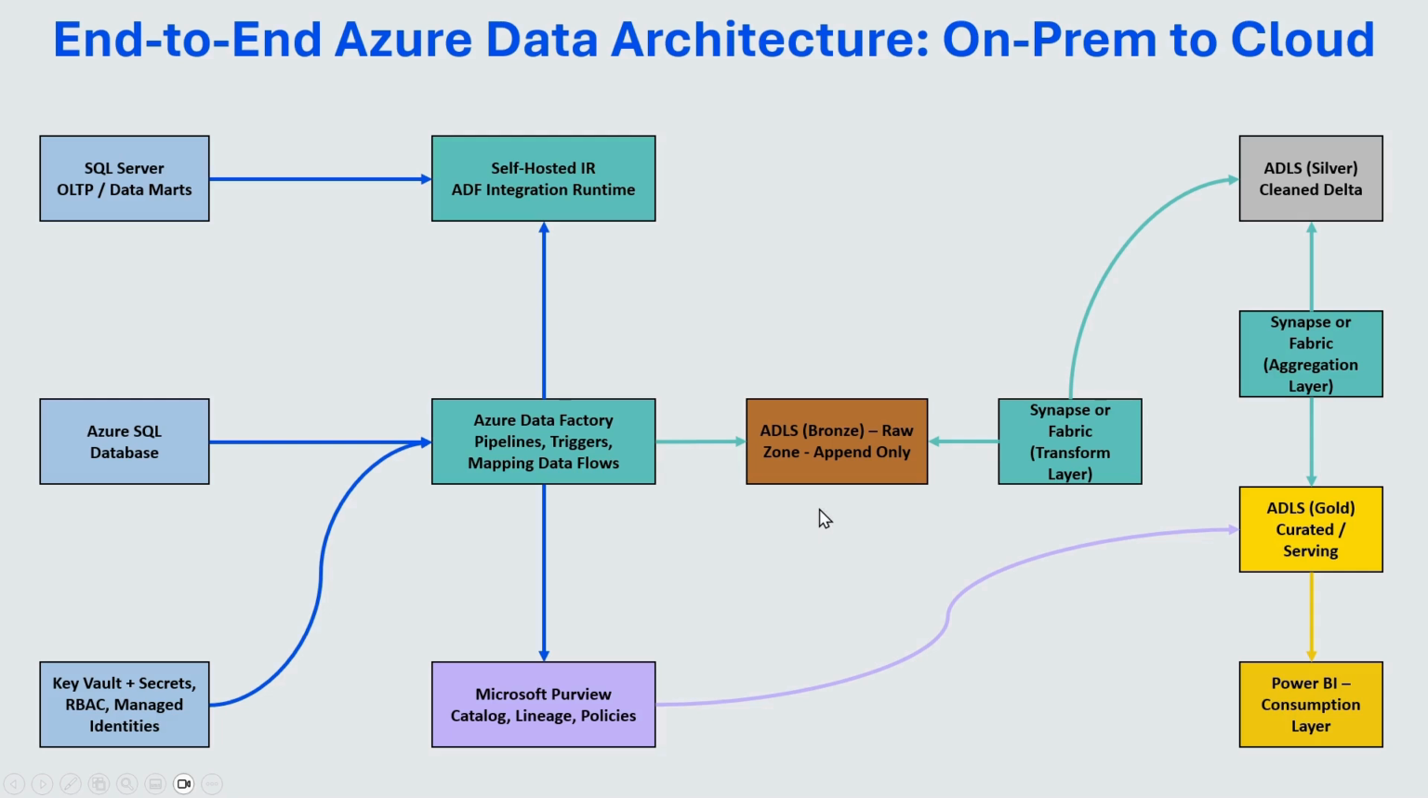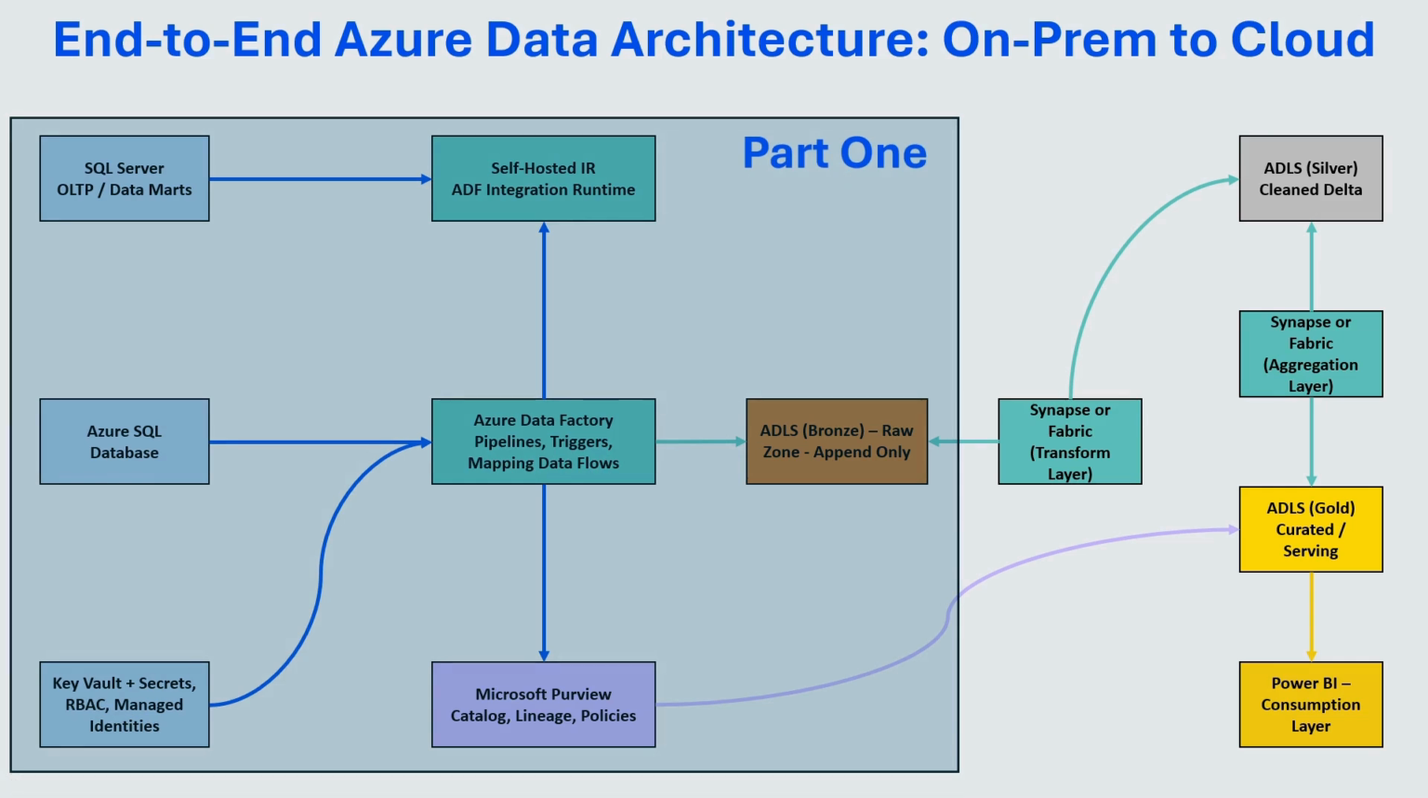The destination is the bronze layer of ADLS storage, and this process is basically part one of this course. So we will see the end-to-end process of migrating data from the on-premises system to the bronze layer, and automate the process. And part one deals with that.